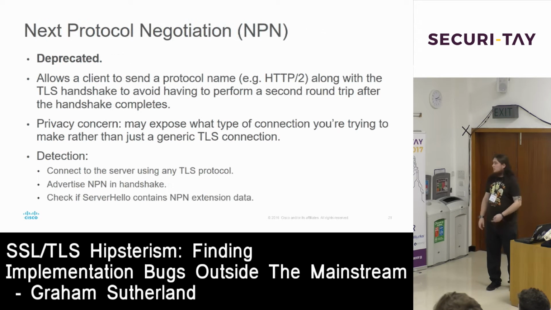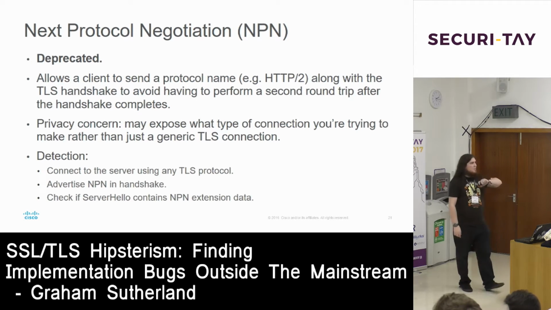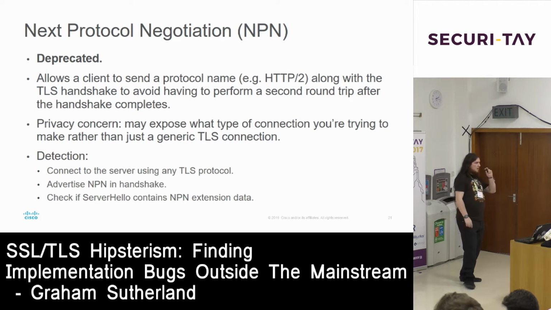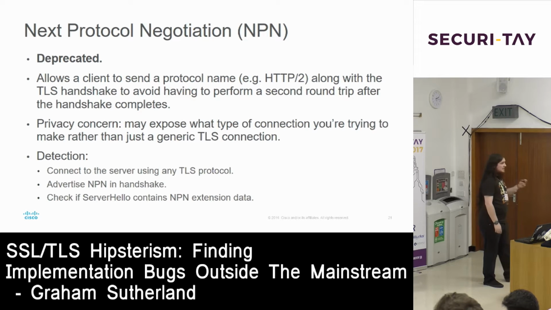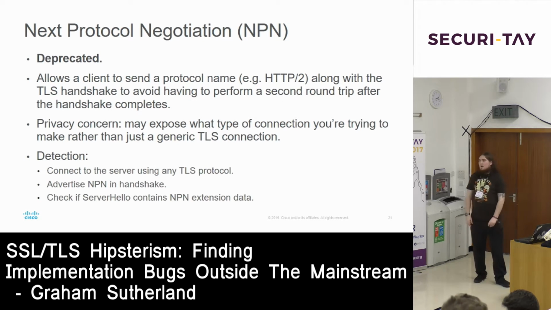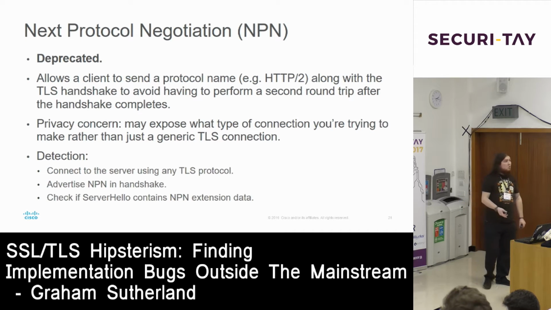Oh, sorry, I missed one thing. There's a privacy concern. Because you're saying, I would like to speak HTTP 2, you can tell from that, because that extension is sent in the client hello, it's in the clear. So if somebody's looking at that, they can go, oh, well, I know that that connection was a HTTP 2 connection, rather than I just know it's TLS. And anything can be under TLS, because you can put arbitrary binary through that. It's not generally a massive concern for most people, but it is a concern for Tor. There are issues with doing that through Tor.